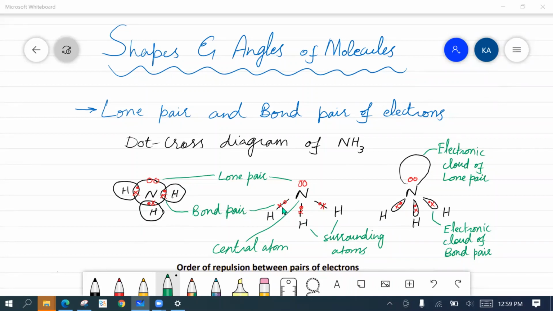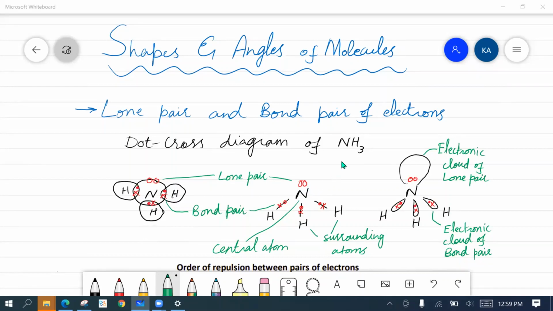One is the bond pair, which is present between the nitrogen and hydrogen in the bond. It is also called the shared pair of electrons. While the second one is the lone pair of electrons. It belongs to only nitrogen. It is an unshared pair of electrons.